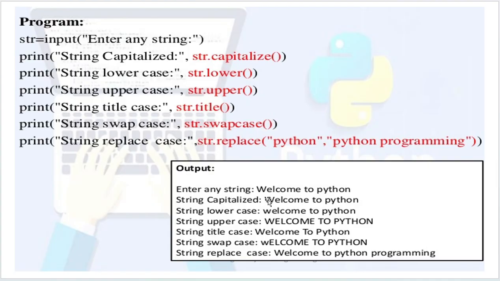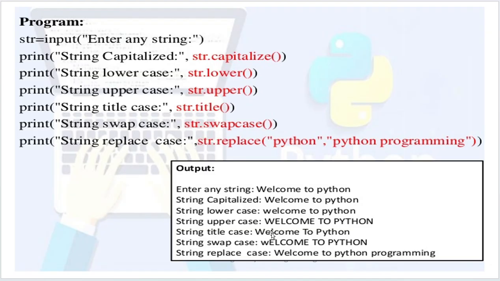So it will be printed as such. Next, the lowercase letter. If you want to convert the given string to lowercase, you'll be using lower(). Lower means all the given characters will be converted to lowercase letters. So here the capital W will be converted to a small letter. And then the uppercase: the given string will be converted to uppercase letters.